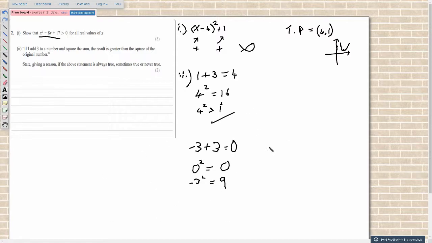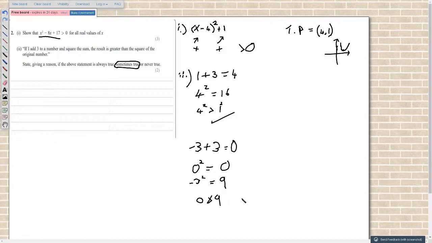Well, this isn't what we want, right? We wanted to show that this expression here, minus 3 plus 3, squared, is bigger than the square here, but it's not. 0 is not bigger than 9. So therefore, we can say it's sometimes true, because we've proven that it can be true, and we've proven that it can't be true for some numbers, namely the negative numbers.